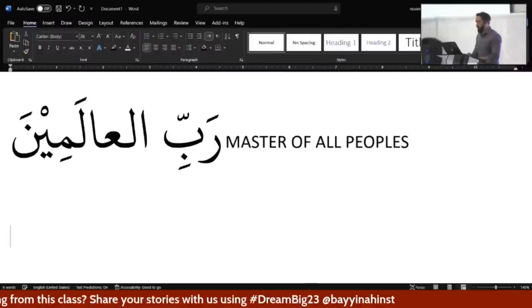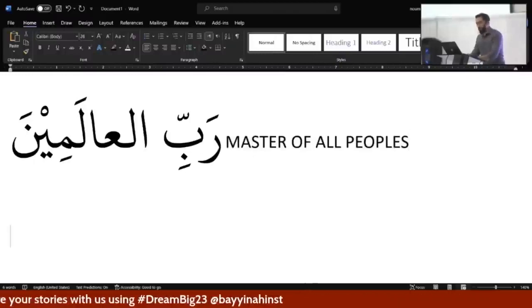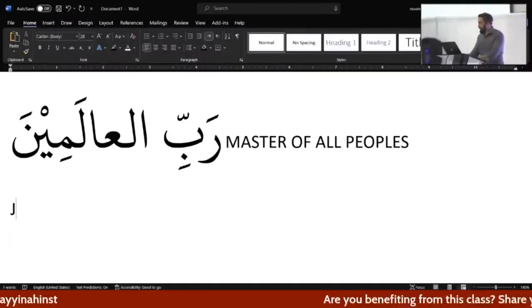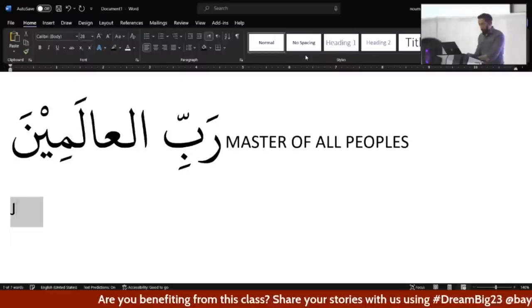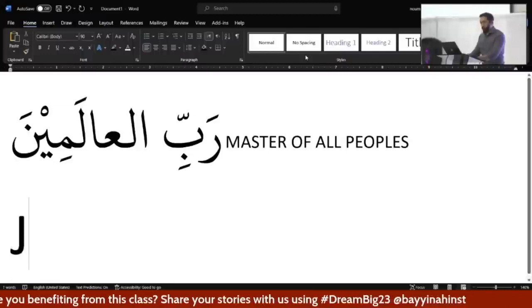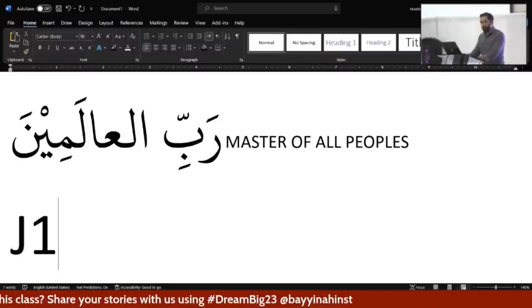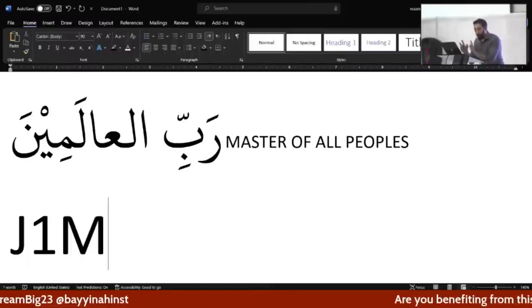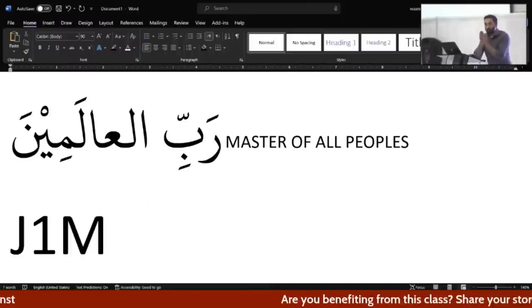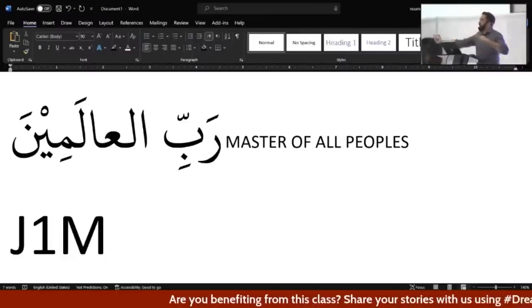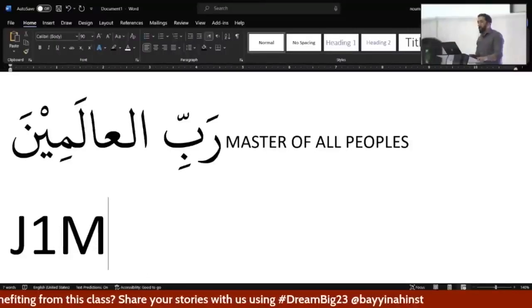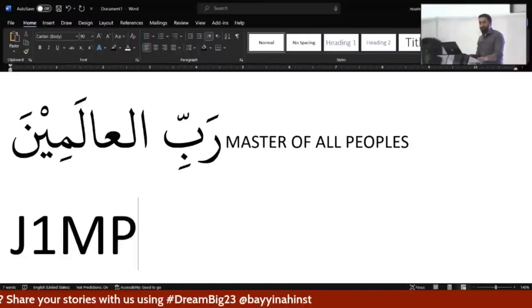Okay, I want 4 properties of Rabb. Jar or nasb or rafa? Why? Ending sound. I like it. Jar. Okay. Don't mess this up. Singular. Why masculine? Good. No sign of feminine. Proper or common? Why? If the word after of is proper. How do you know the word after of is proper? Al. Proper. Sweet.